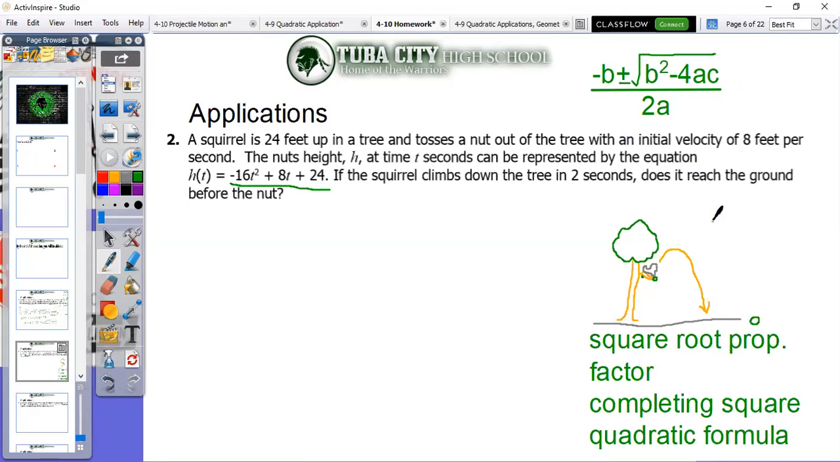Not bad. But again, you have to remember it. If you're taking a test, the quadratic formula is not going to do you any good if you don't remember it. So let's go ahead and start plugging things in.